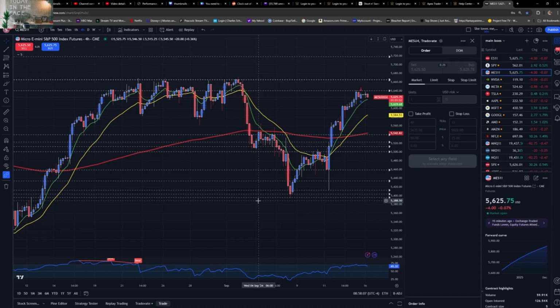It's always easier to push down than it is to push back up. That's why you can see you have big candles to the downside, and you get these little stairs that take you back up to the upside. So that brings us to the next thing.